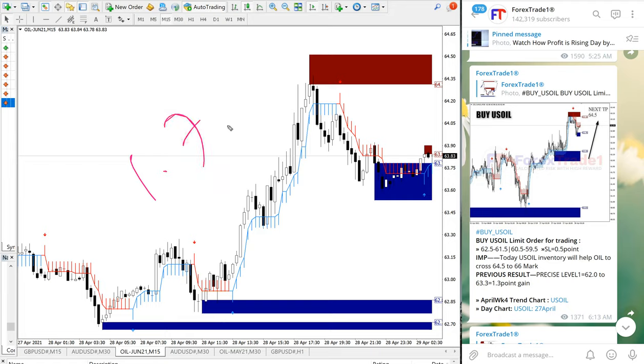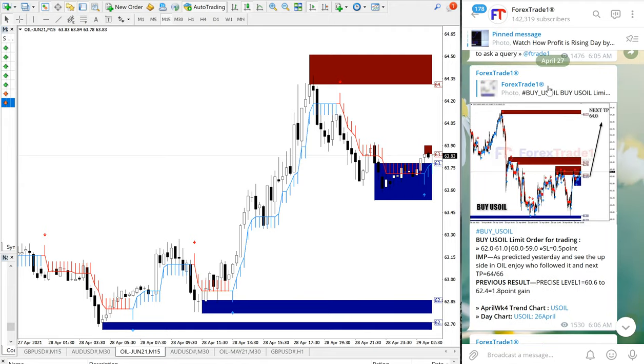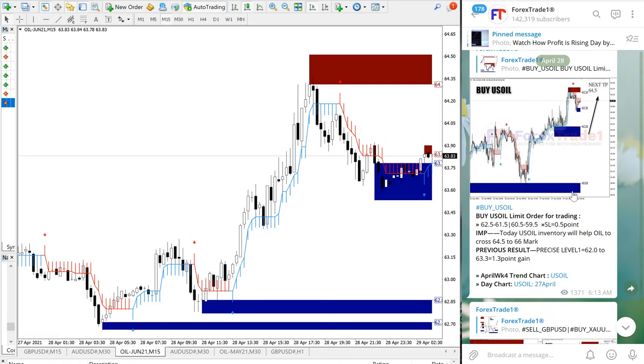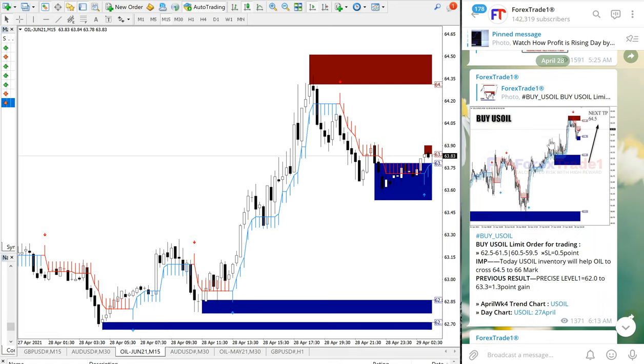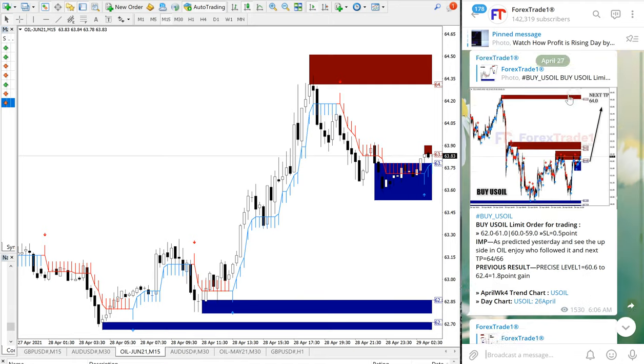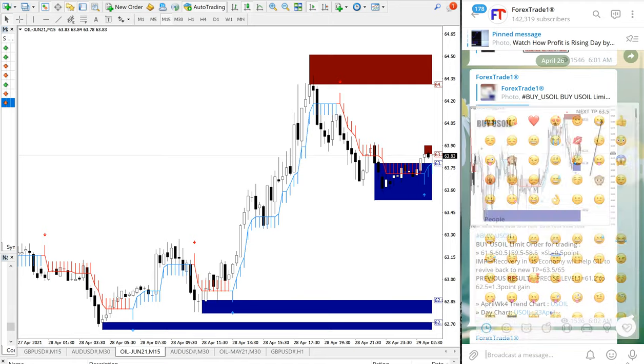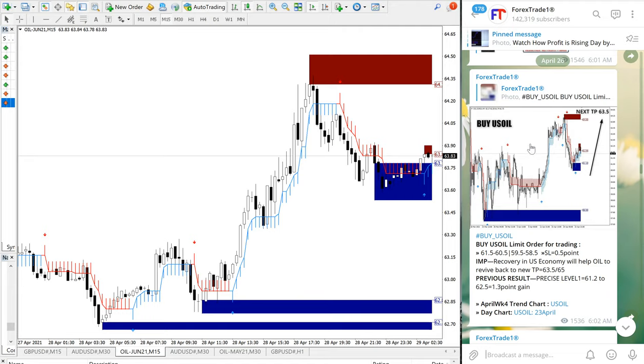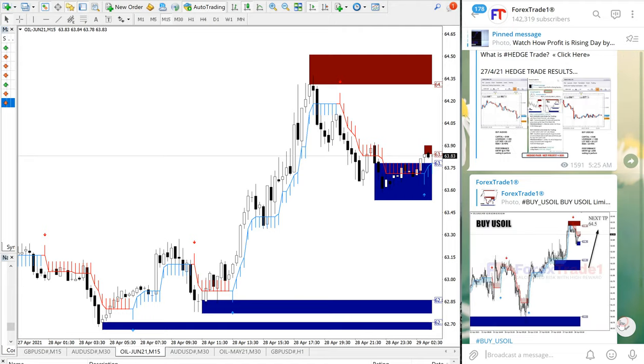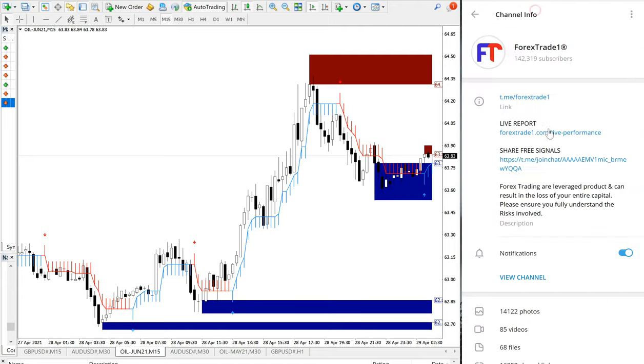And as you can check here, we have interlinked the previous signals as well, which by clicking here you will get the 27th April signal. And this signal is 28th April, which is today, and this is the time we have given the signal. So every signal is interlinked on Usoil signals we have posted daily, which you can check and verify.